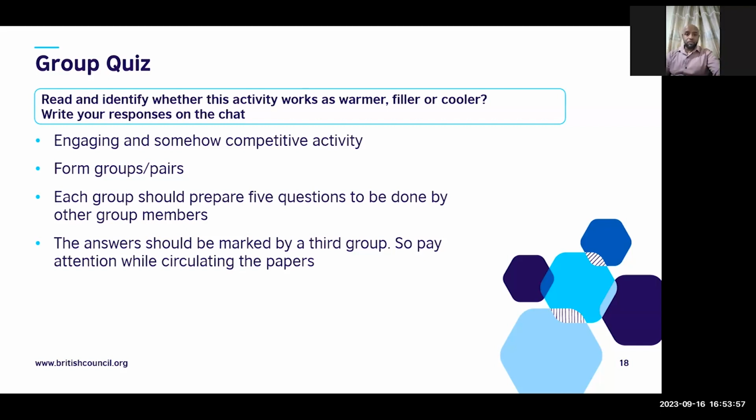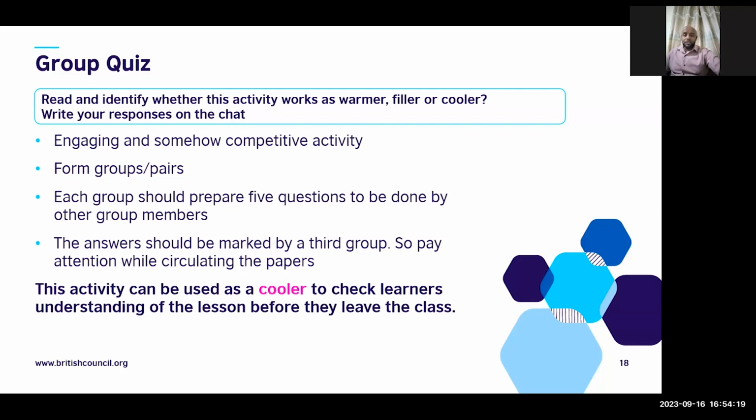Okay, so Gila, Karen, Tasfaye, you are actively participating. Thank you so much. Mullah as well, you are participating actively. Thank you. Mullah, you said it is used at the end of the lesson, which is as a cooler. Exactly. Now let's see the explanation. What does it say? This activity can be used as a cooler to check learners' understanding of the lesson before they leave the class. So this is mostly for cooler.